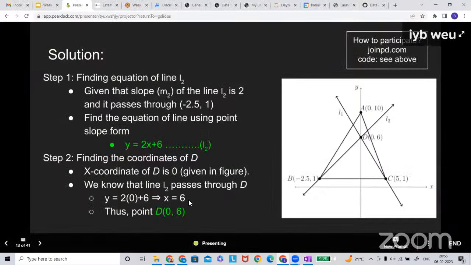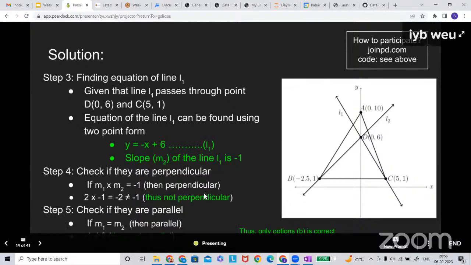But here it is written x equal to 6 in the question, sir. That is a typing mistake, it should be y here. That's the reason for the confusion. Okay, so this is y here, and now you got the point D as (0, 6). Got it, sir. Okay.